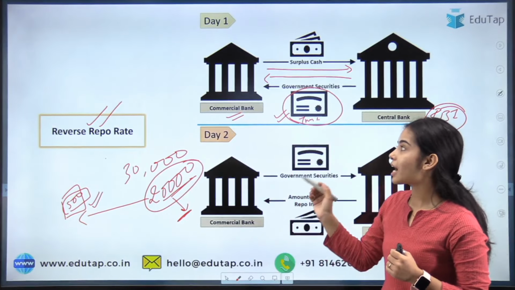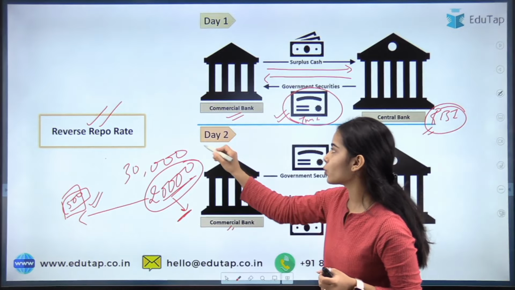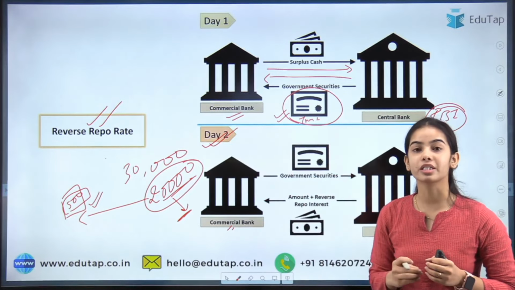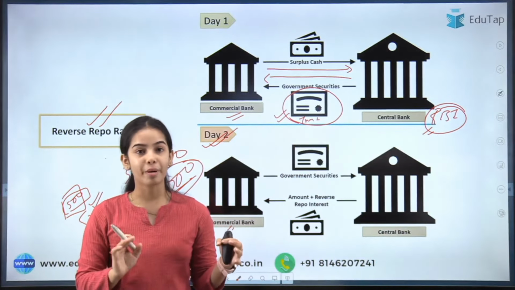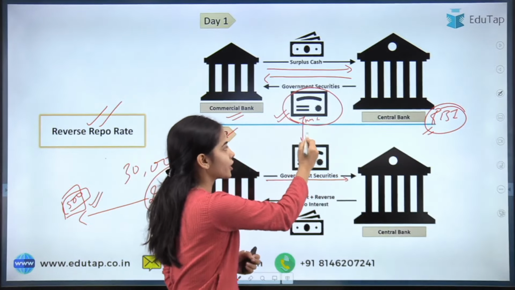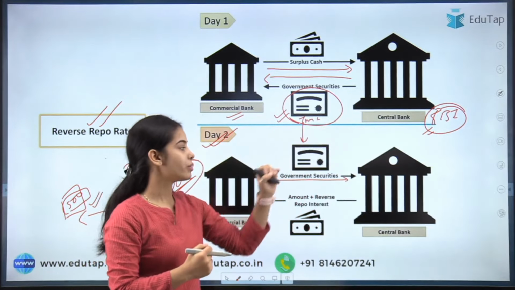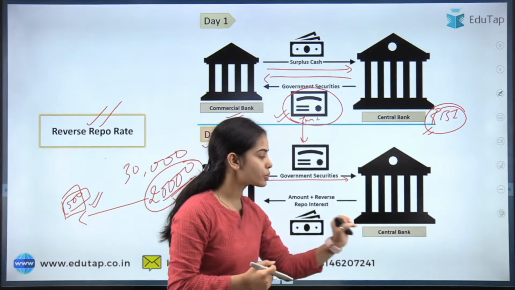Now when the commercial bank wants the deposit back, it goes back to the Reserve Bank of India and asks for the deposit back. So the commercial bank has to return the government securities that it had got from the central bank. The commercial bank returns the government securities to the central bank.